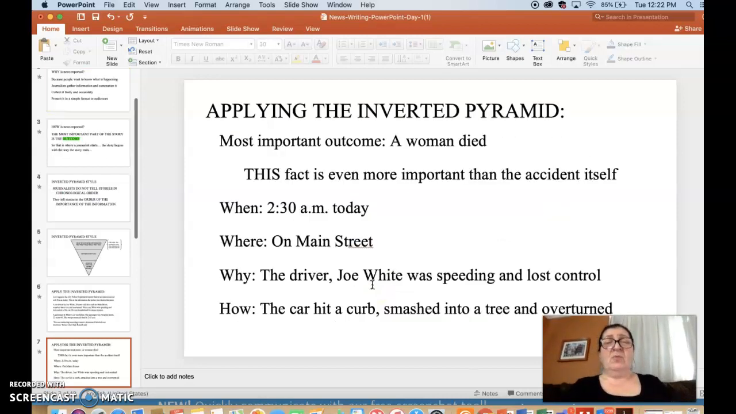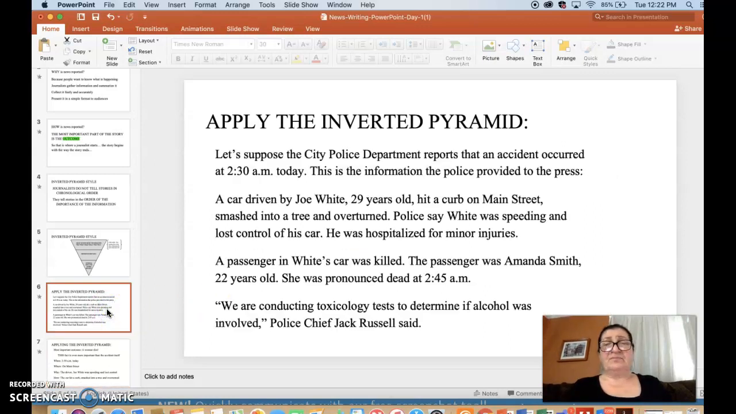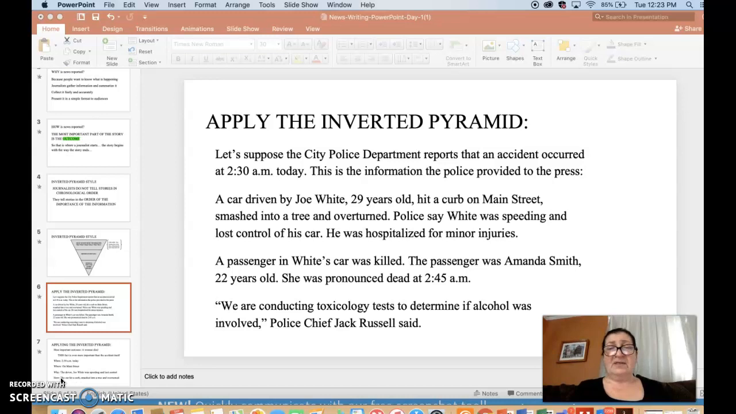A passenger in White's car was killed. The passenger was Amanda Smith, 22 years old. Pronounced dead at 2:45 a.m., so basically 15 minutes after the crash, which would be on the scene. We are conducting toxicology tests to determine if alcohol was involved, Police Chief Jack Russell said. Interesting, Jack Russell, right? It's a dog breed.